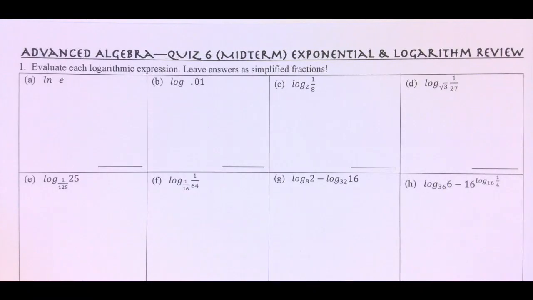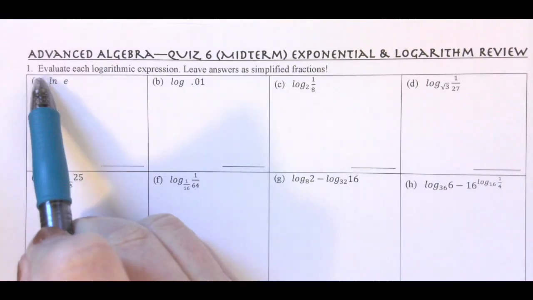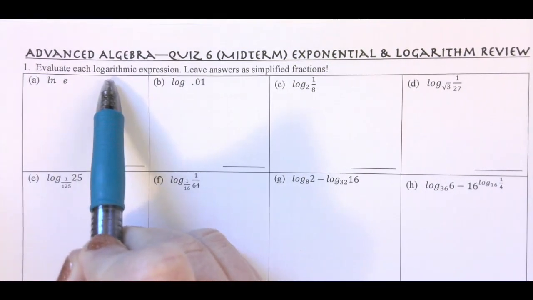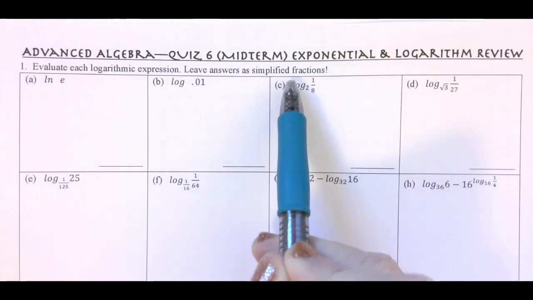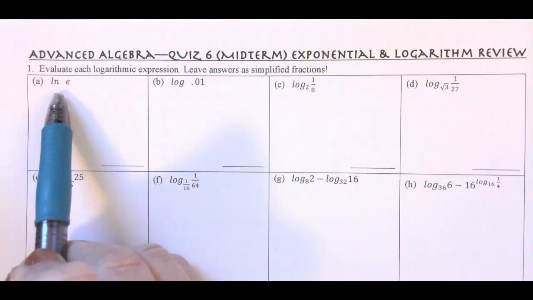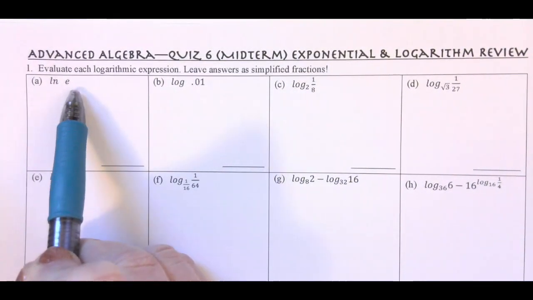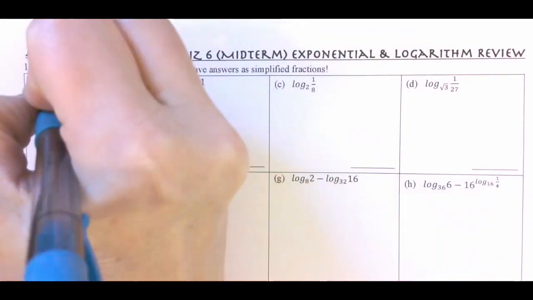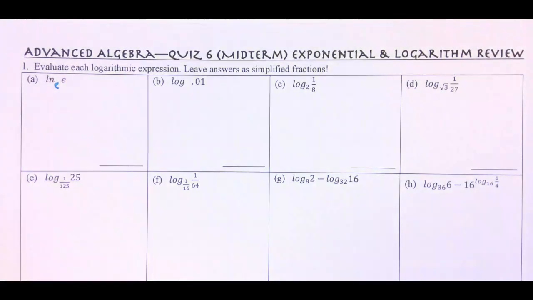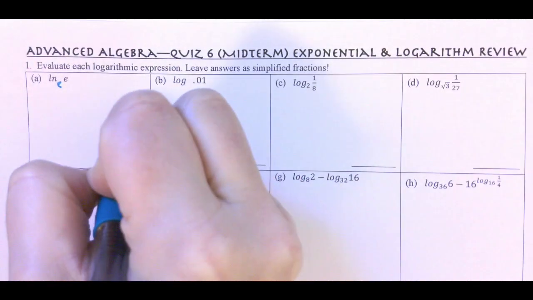All right, so this lecture is meant to be a refresher of all things exponential and logarithm, so expressions, equations, functions. First, we're asked to evaluate each logarithmic expression, simplify fractions. So here I have ln e. Remember that there is a base e, even though we don't write it. So we think of it as e to what power gets us back to e. Gotta be a 1.